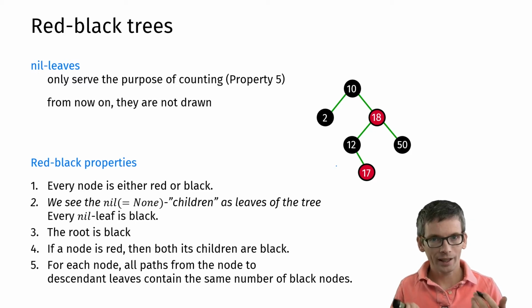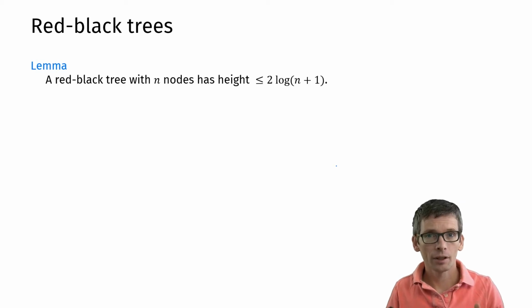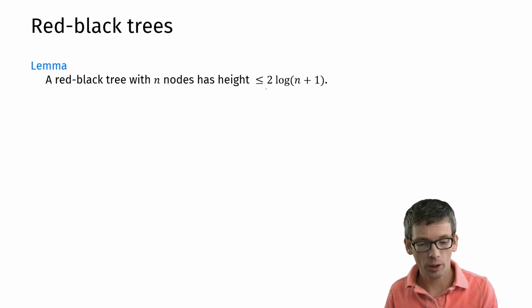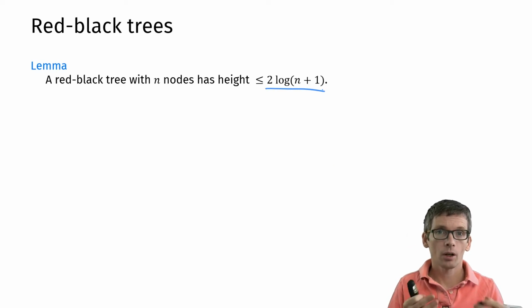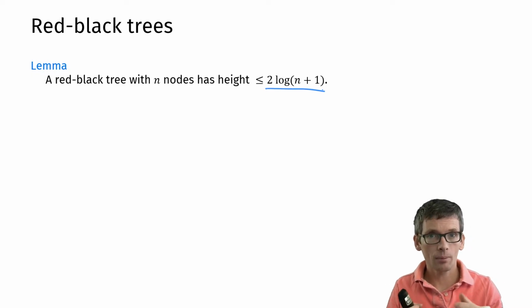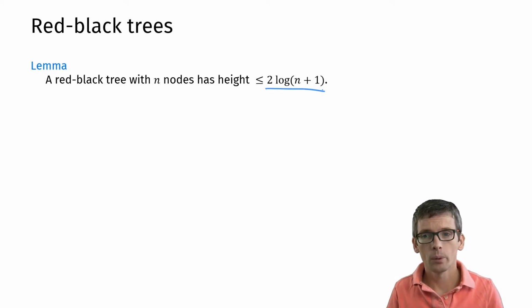So let's first prove that if we have these properties, that indeed the height of the tree is bounded by order log n, specifically by 2 times log(n plus 1), where n is the number of internal nodes, so the nodes with keys.